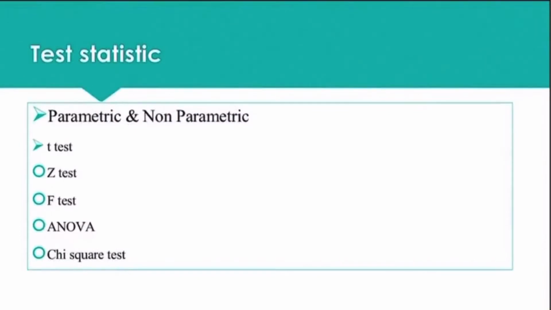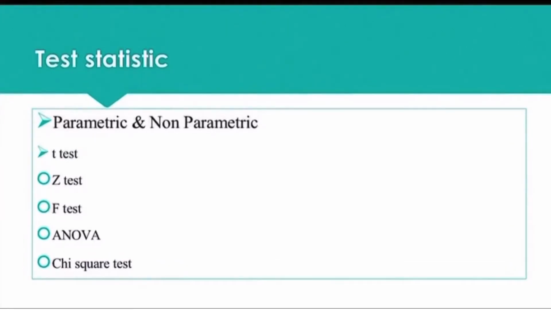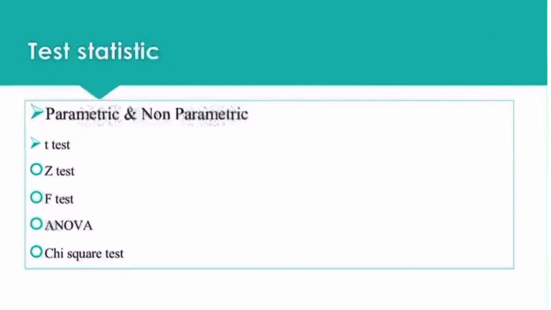Next step is to choose a statistical technique and calculate the test statistic. Now we can see some of the parametric and non-parametric tests used to test a hypothesis. First, t-test. This can be used to compare the means of two groups. T-test is used when the sample size is small and the variance is not known. If the variance is known and the sample size is large, then z-test can be used. F-test is used to test if two populations' variances are equal. It compares the ratio of two variances.